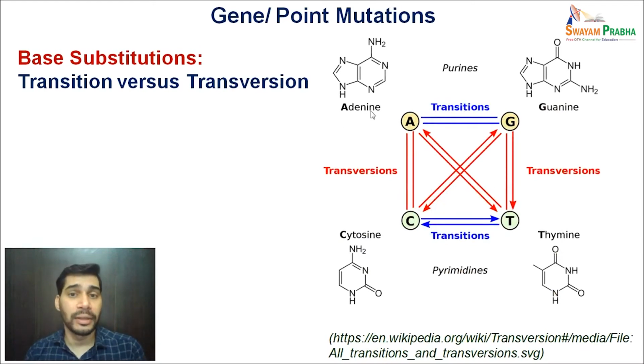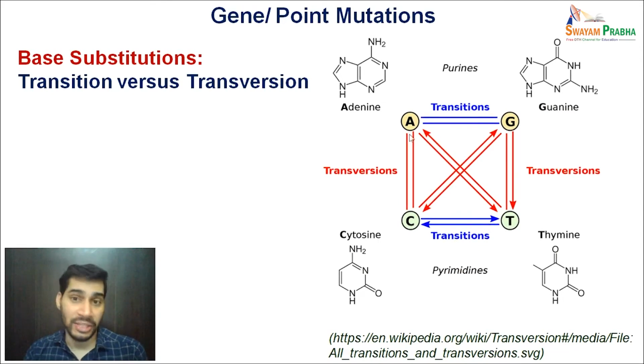Here you have both the purines, that is adenine and guanine, and here at the bottom you can see cytosine and thymine, which are the pyrimidines. So if it is an adenine to guanine substitution, this is called a transition type of base substitution. If you have a cytosine to thymine change, it is also called a transition. Here it is purine to purine and here it is pyrimidine to pyrimidine.